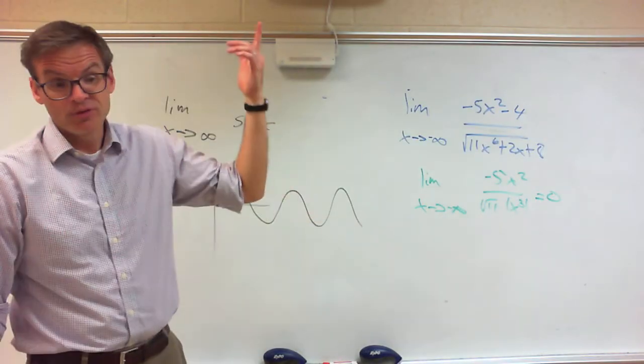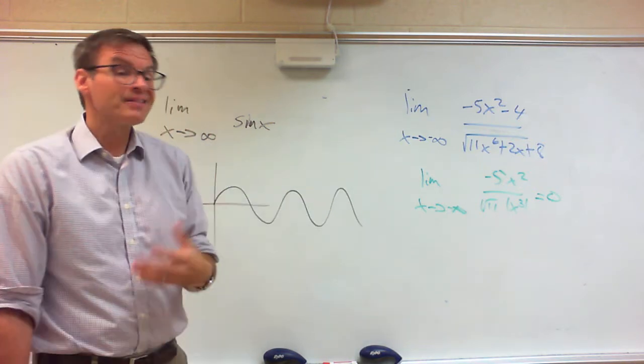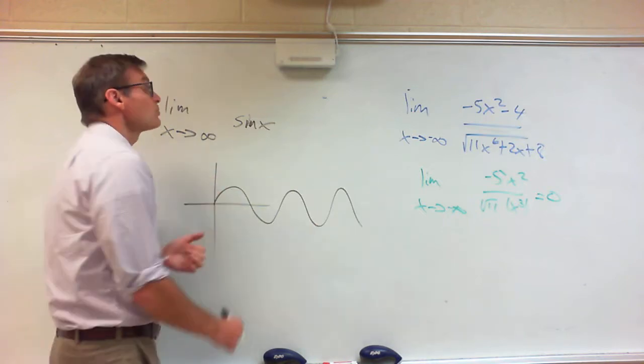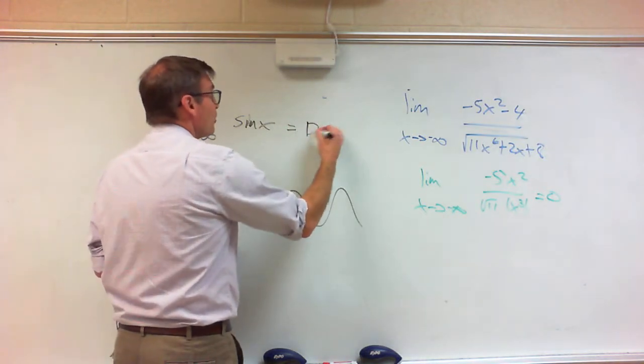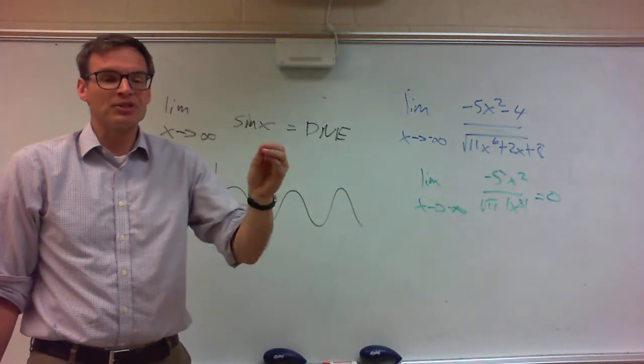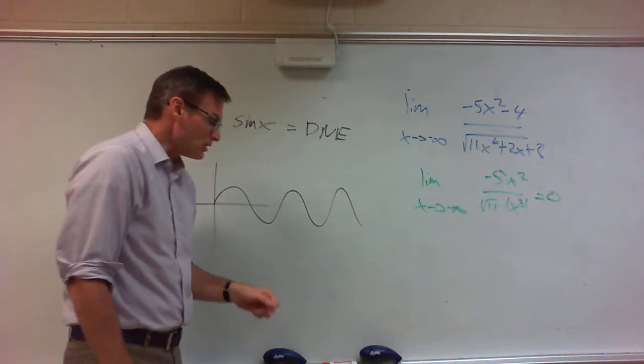Does it go all the way up to infinity? No, right? It's just going between 1 and negative 1. And since you can't tell me where it's going, you can't say between 1 and negative 1. This is one of those cases where there is no horizontal asymptote, because it doesn't get close to one particular value.